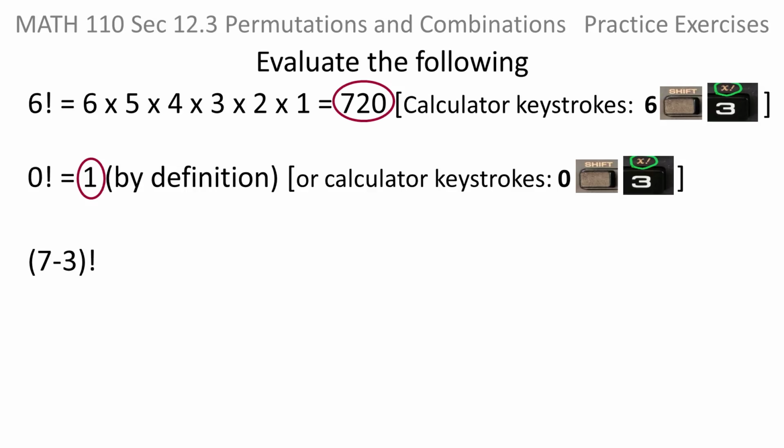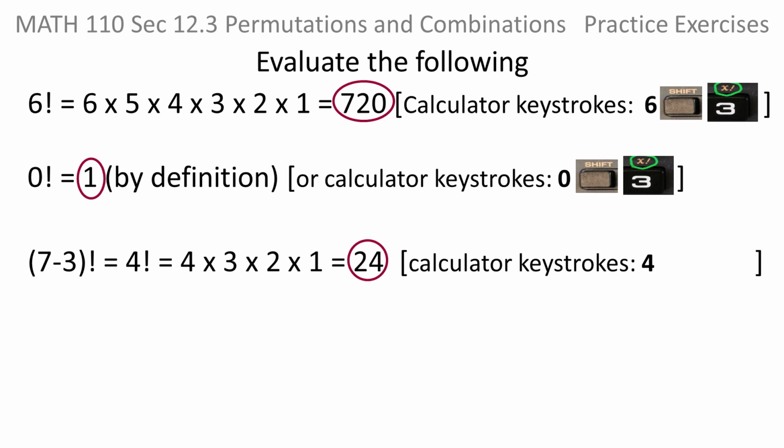This says 7 minus 3 quantity factorial. So you work inside the parentheses first, and that just becomes 4 factorial, which of course is 4 times 3 times 2 times 1. Again, as a practice on the calculator, you could do 4 Shift 3, and you'll get the same answer, which of course is 24.